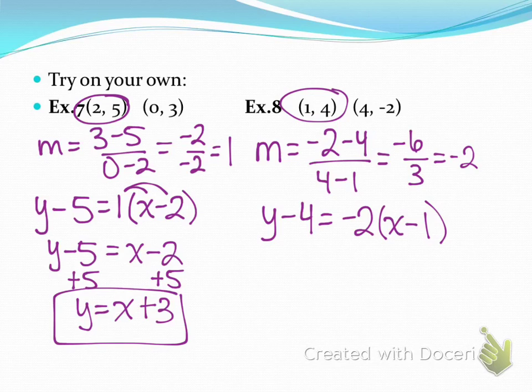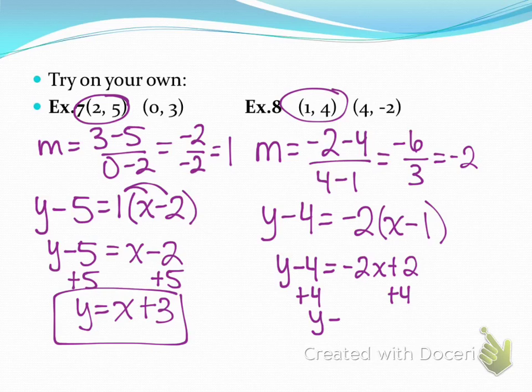Delaney, what do we get when we distribute? Wonderful. Last step is to get y by itself. Logan, how would I do that? Add 4 to both sides. What do we get when we add 4? Wonderful.